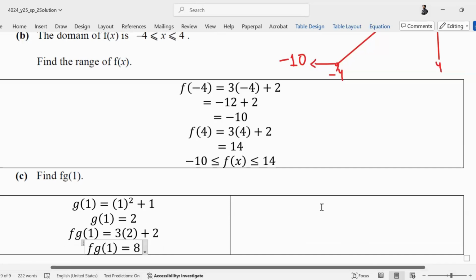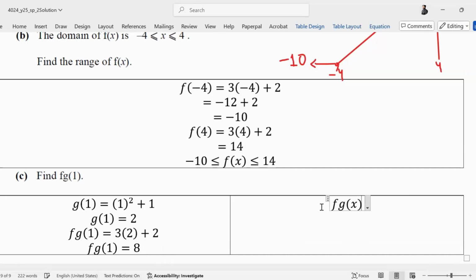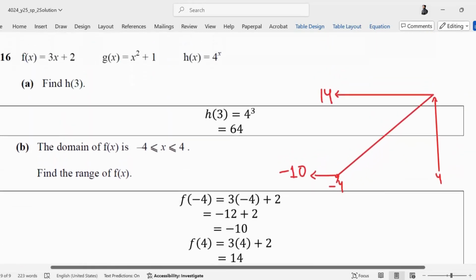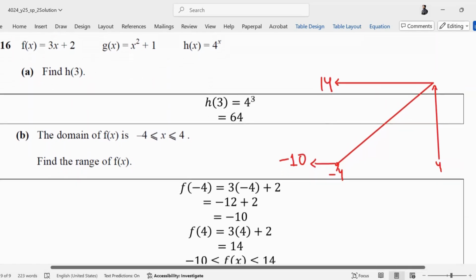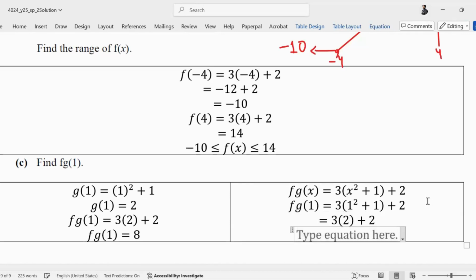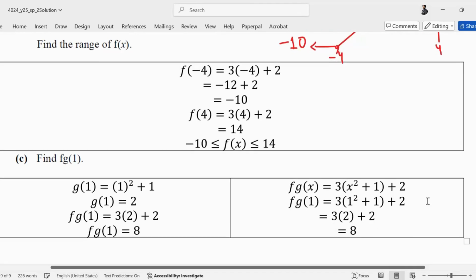This is one way of doing it. Another way is forming the composite function f of g of x. I'll plug in the entire function g of x in f. 3 times x squared plus 1, plus 2. This was my f of x, and in place of x, I've plugged in the entire function x squared plus 1. And now I can just plug in 1 in this one. In this composite function, 3 times 1 squared plus 1, plus 2. 1 squared plus 1 is 2. And the answer is again 8. So fg of 1 is 8.